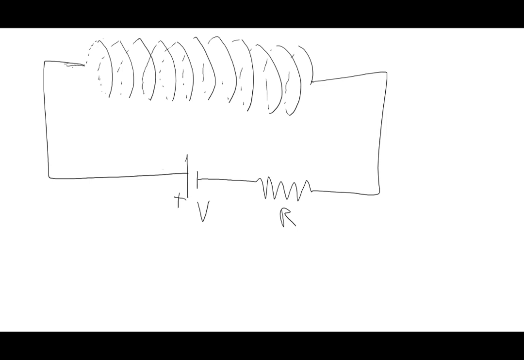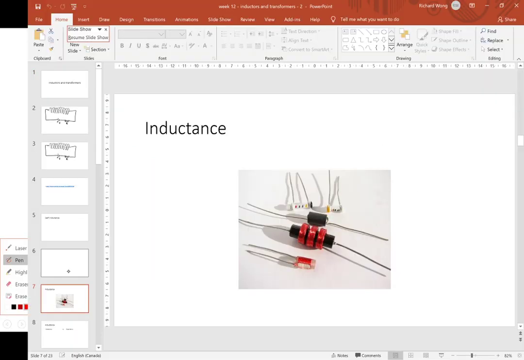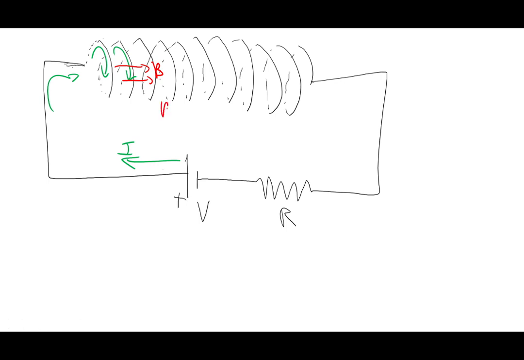Well, as we connect this battery, we're going to drive a current. This current will then run through my coil, and by the right-hand rule, we'll find that we get a more or less uniform magnetic field inside, based on this expression, directly proportional to the current.